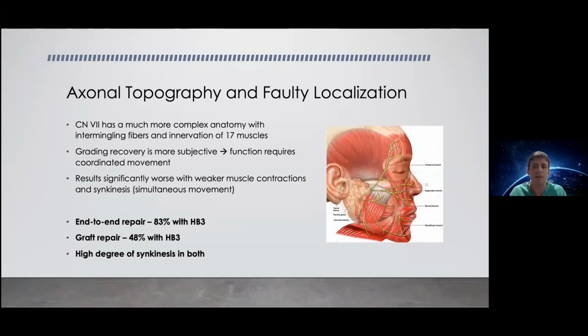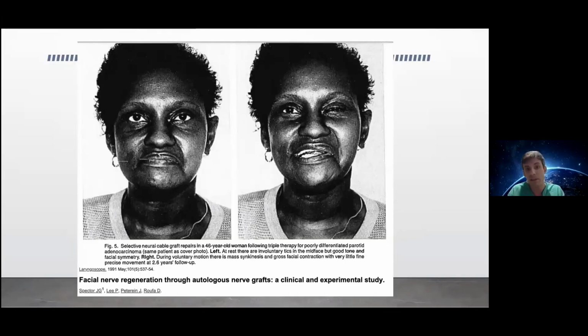So that's an example of that faulty localization occurring at the suture line, where axons may go into different places than they were before. You can see this patient has significant synkinesis on the left side.